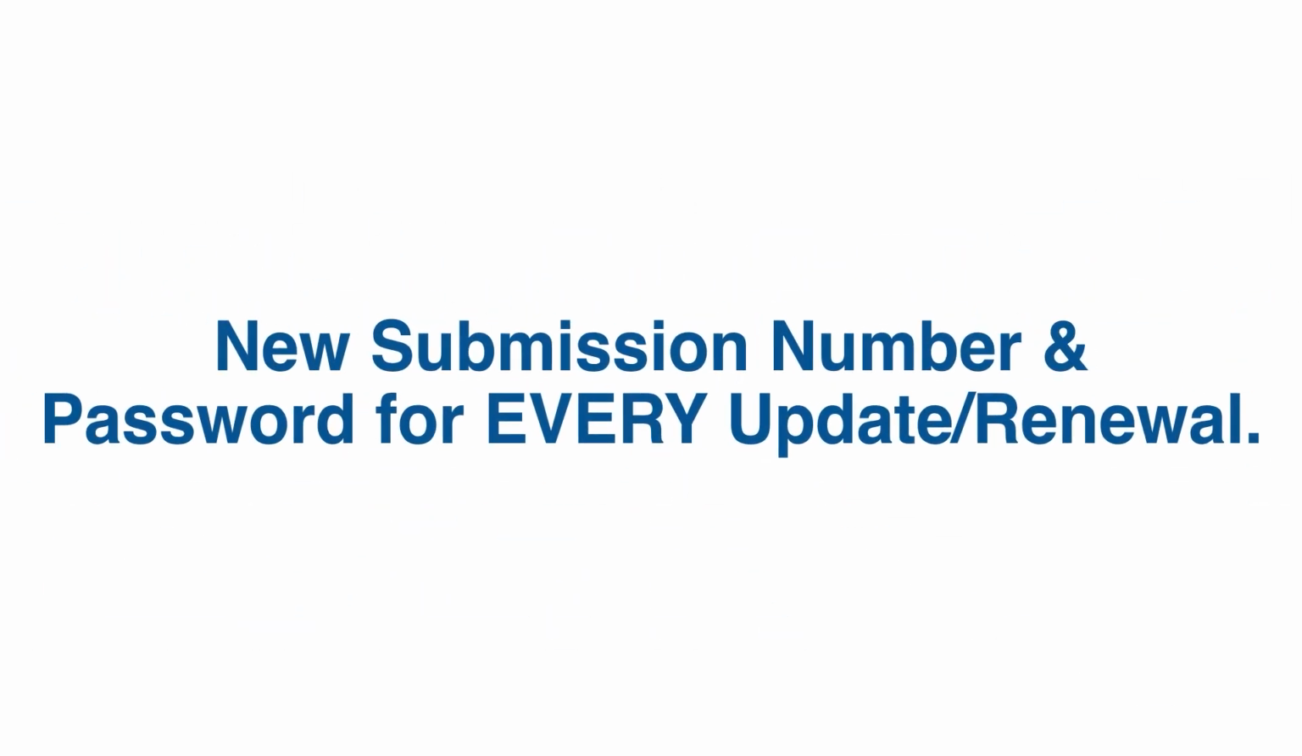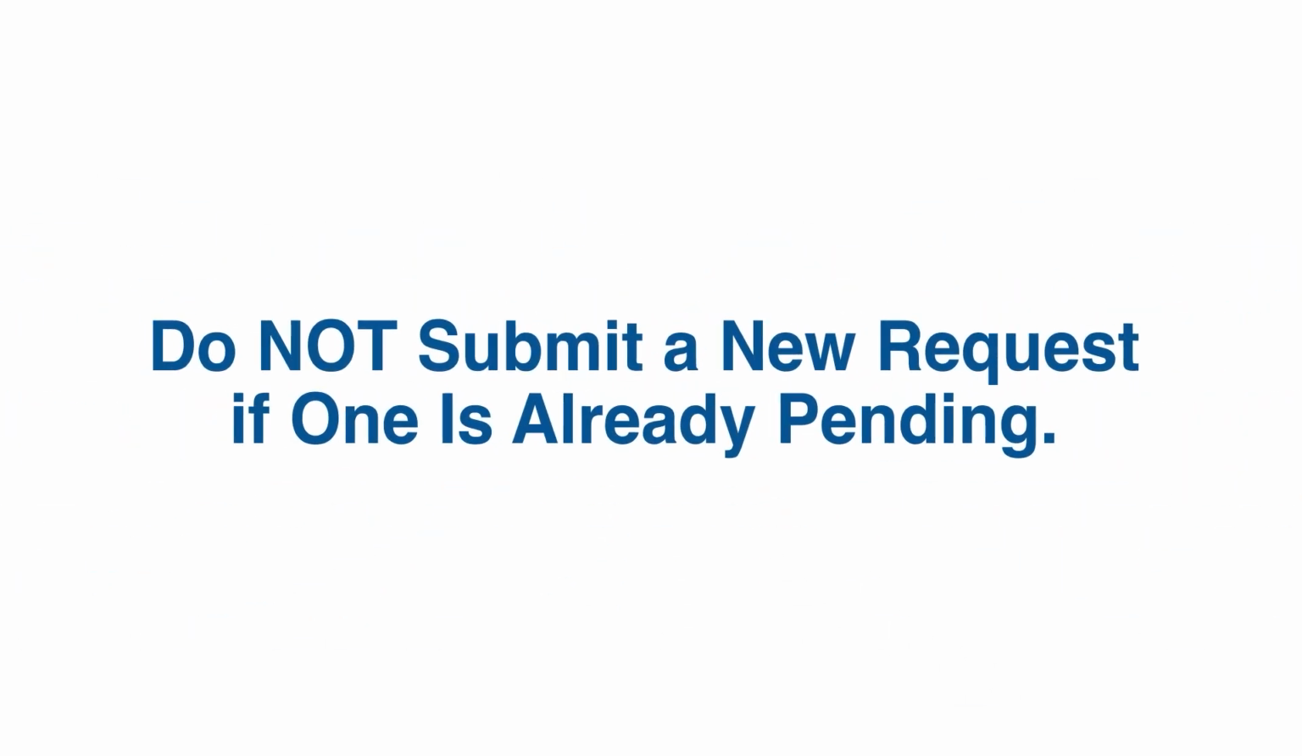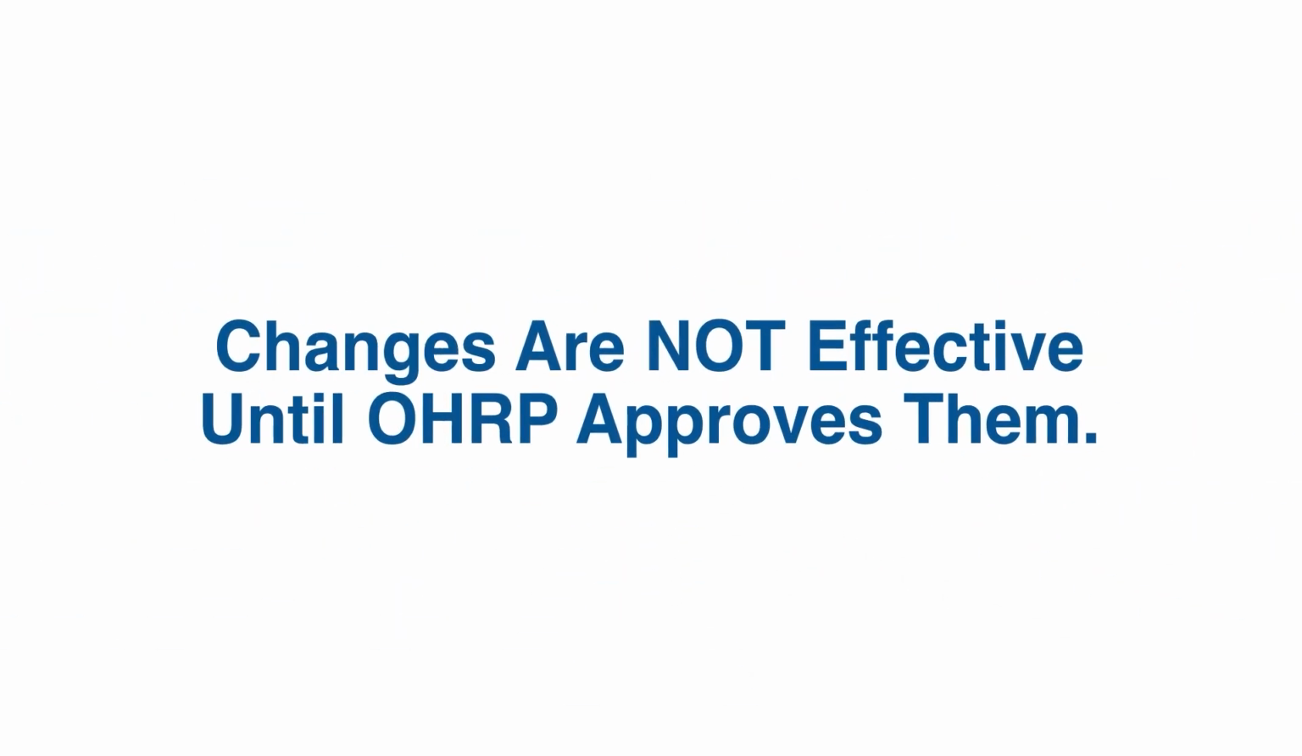First, remember that your submission number is only valid until we process your application. It closes out once the FWA is approved. You must request a new submission number and create a new password each time you interact with the system. Please do not try to update or renew an FWA while you have another submission pending for your organization. And finally, a new FWA or any changes to an existing one are not official until we have reviewed and approved them. You'll get that confirmation email from us.